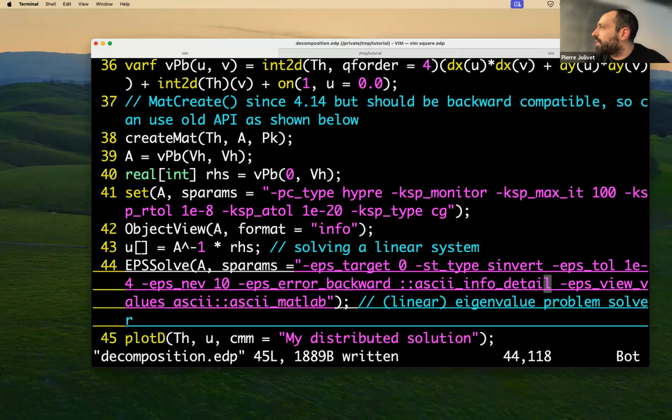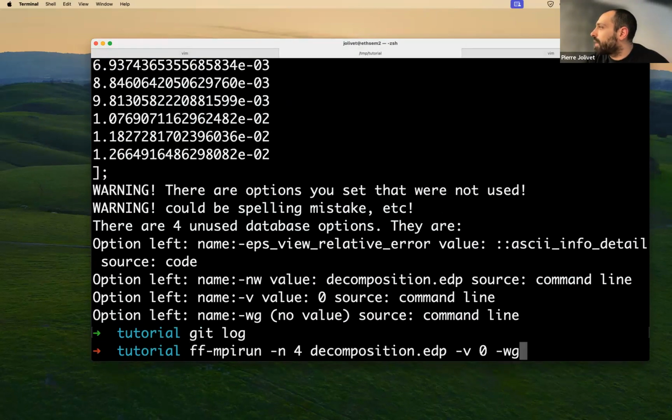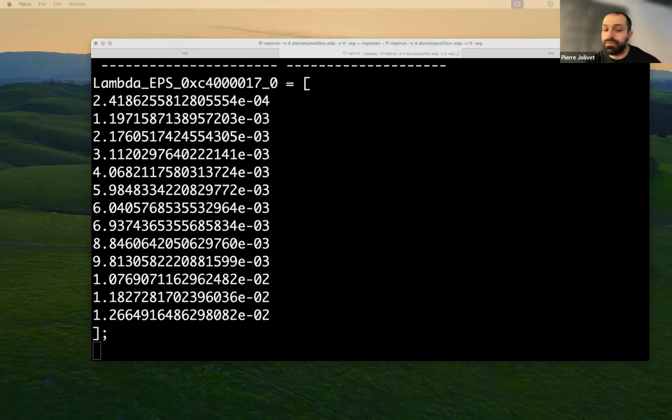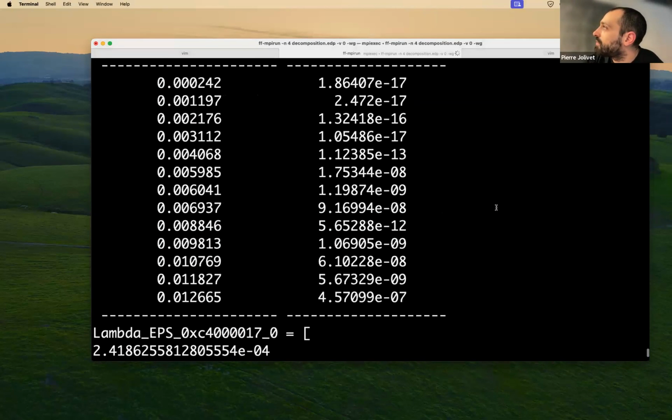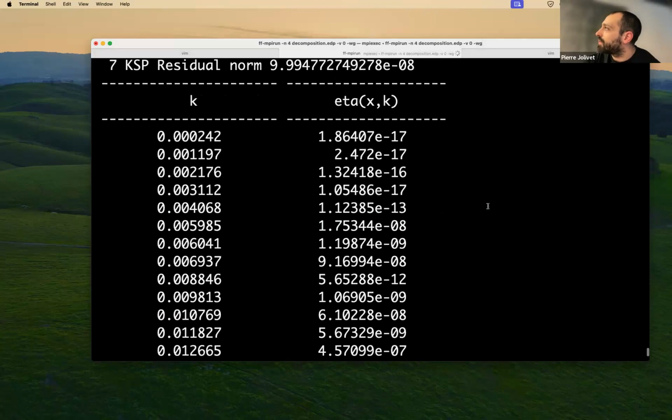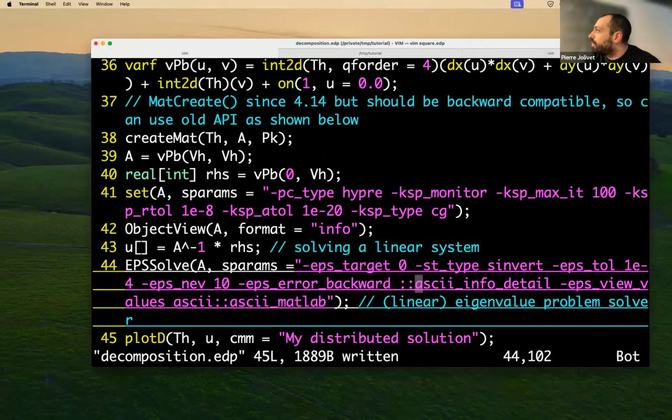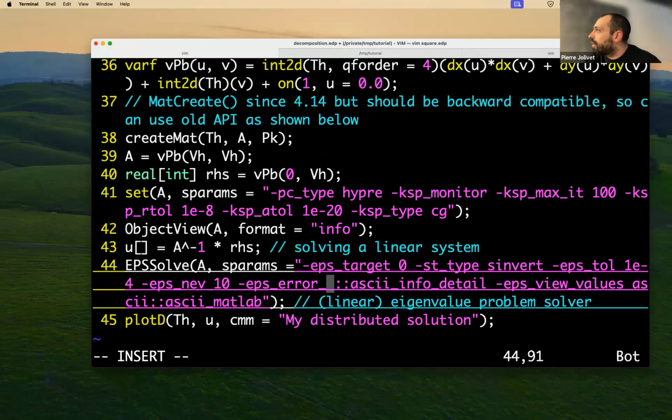EPS error backward. So we compute the backward error made for the computation of the eigenvalues and the eigenvector, and this is shown here. Okay, so the backward error is not the easiest to understand. So maybe we will just look at the relative error. So not backward, but error.